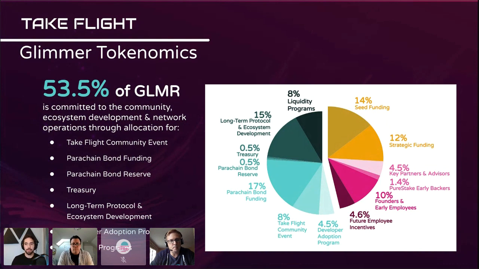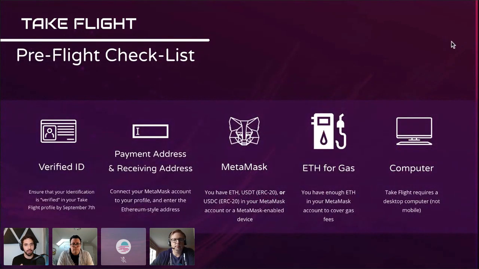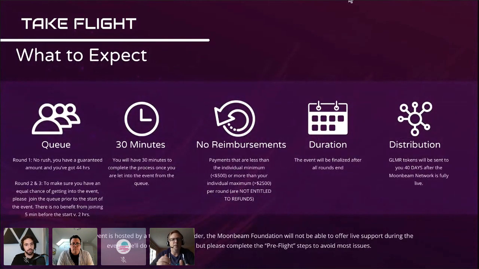Makes sense. All right, so a lot of people have asked as well about the queuing system, right? We know that round one has a guaranteed allocation. Round two and round three will work on a first come, first served basis, right? So can you explain a little bit about how the queuing system will work for the Take Flight event? Sure. As you mentioned, there's a queuing system. It manages the flow of people through the event.